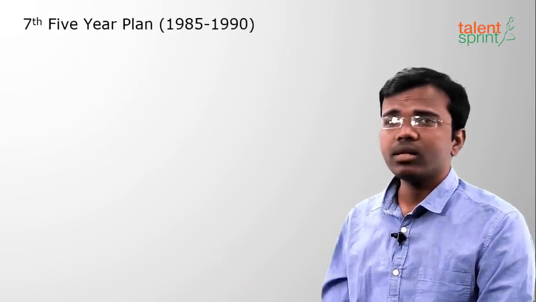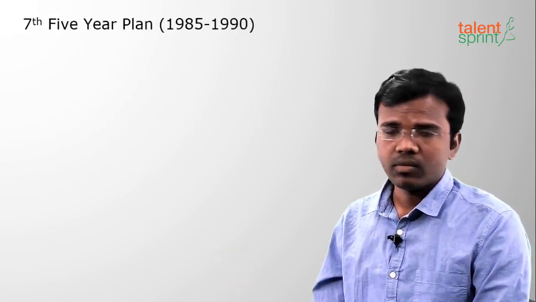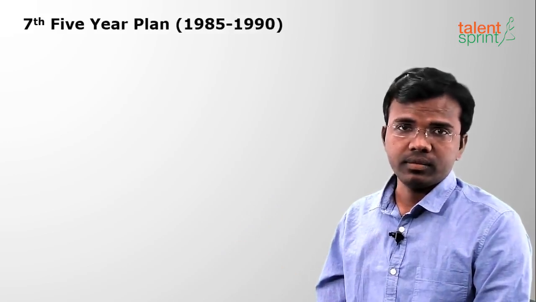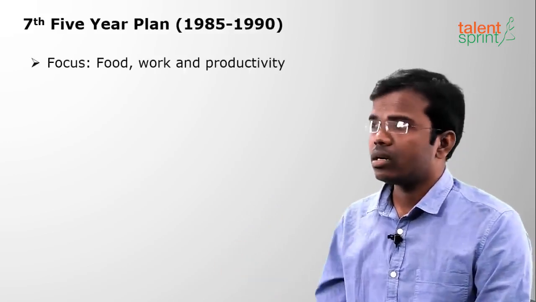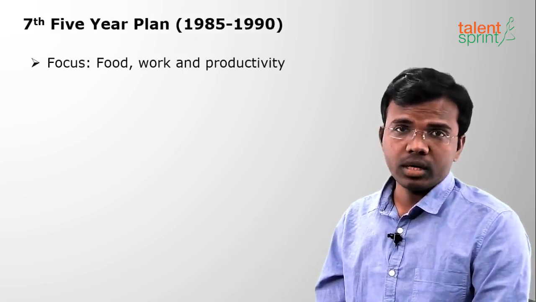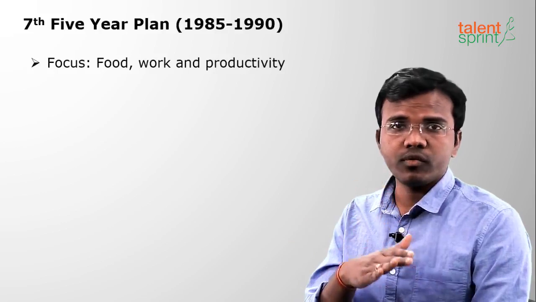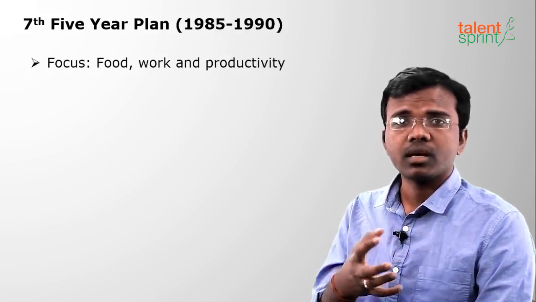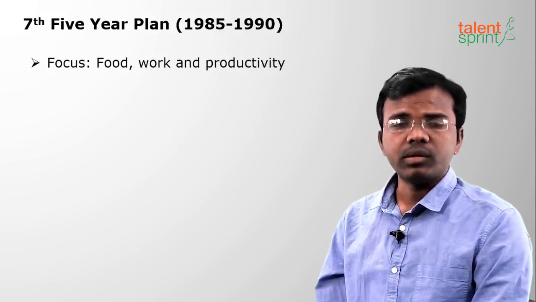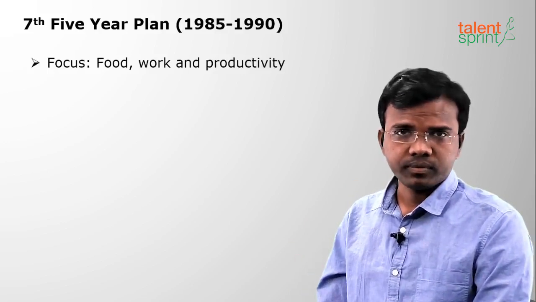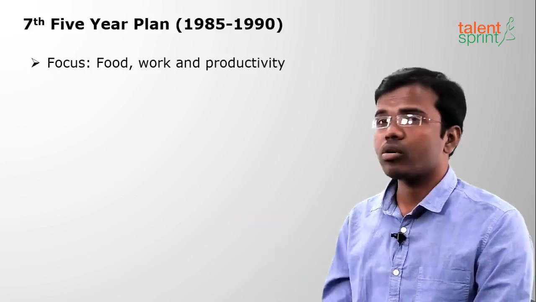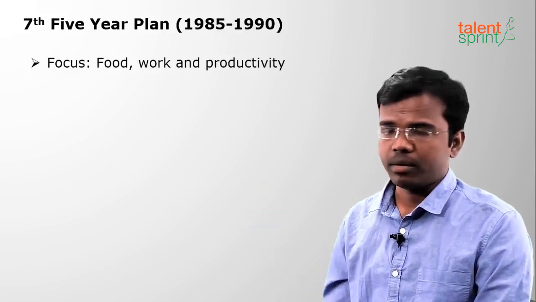Okay. So moving on to the 7th 5-year plan from the year 1985 to 1990. And the focus of the 7th 5-year plan is food, work and productivity. So we need to improve our food grains productivity, and also we need to employ more number of people. When people are employed, they get income. Then only the country's income will be increased. So this is the focus of the 7th 5-year plan.